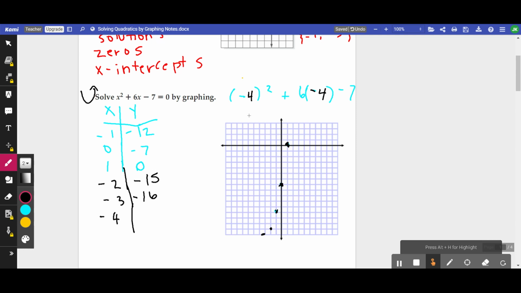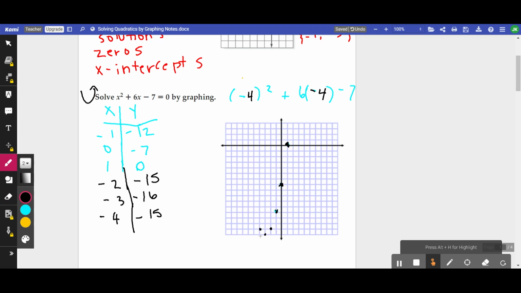So -4 squared, that'd be +16. And then 6 times -4 would be -24. So 16 minus 24 would be -8. And then -8 minus 7 would be -15. So -4, -15 here. So this is going back up here because this is your vertex, because that's your lowest point here. I was going to regraph these because they look a little weird. So that was the -4, -15 there.